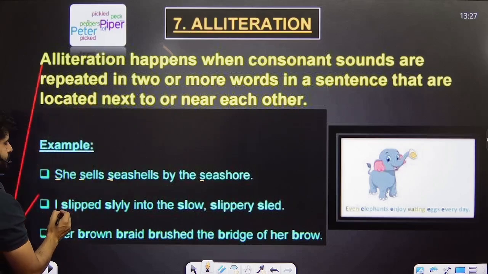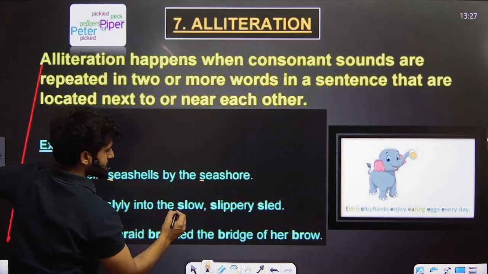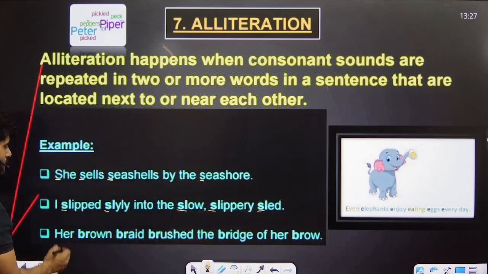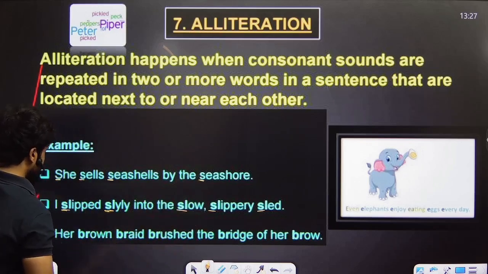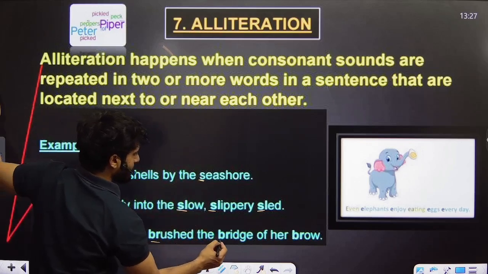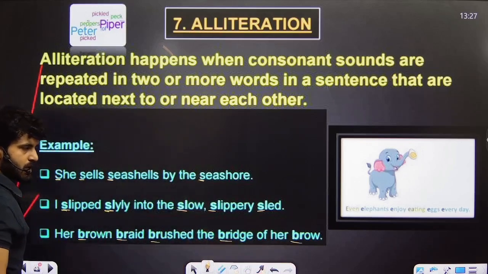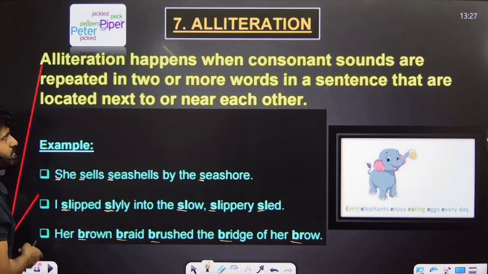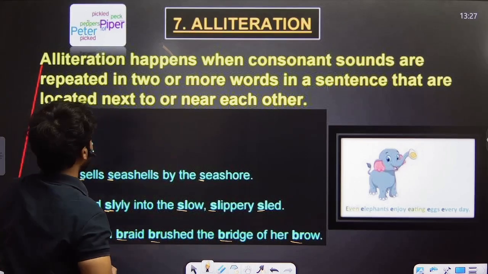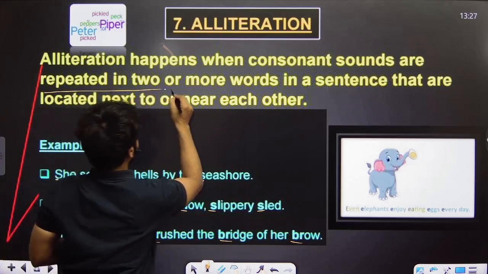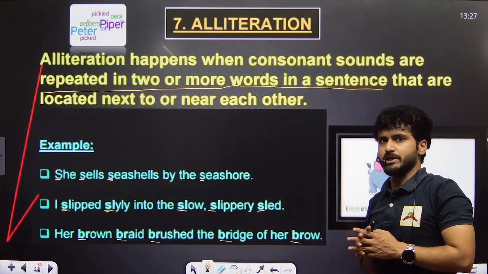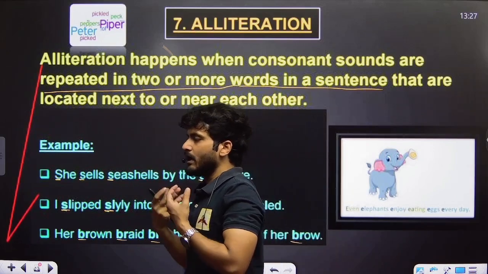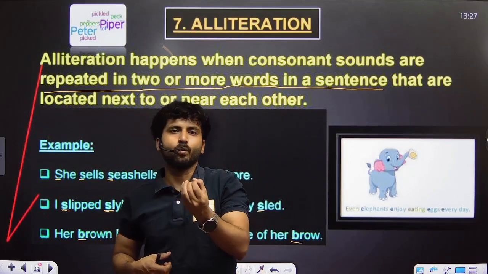Then, I slipped slowly into this slow, slippery sled. So you are observing that sl sound is being produced at the beginning of the word. Her brown braid brushed the bridge of her brow. These are the repetitions of sounds in one or more words in the sentence that are located next to each other. And the repetition must be at the beginning of each word.